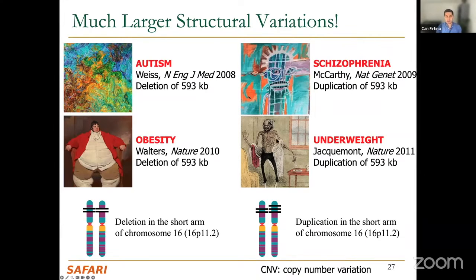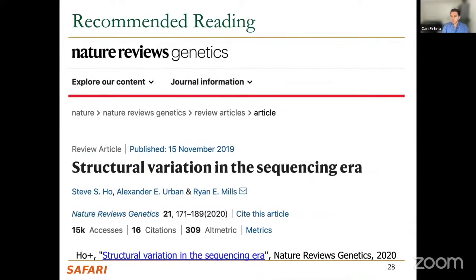And there are some examples here, for example, autism, schizophrenia, obesity, and being underweight are essentially linked to particular structural variations in your genome. Yeah, I mean, if you are interested, you can also check this paper.